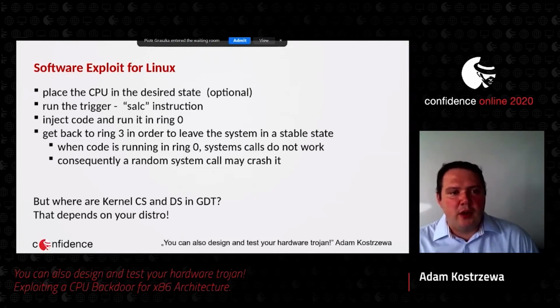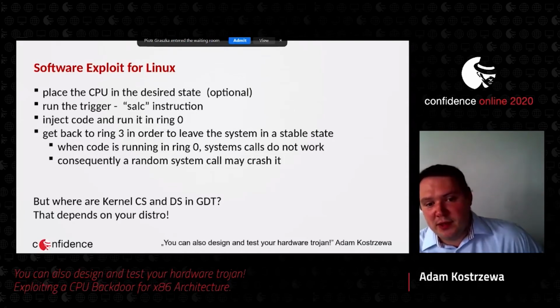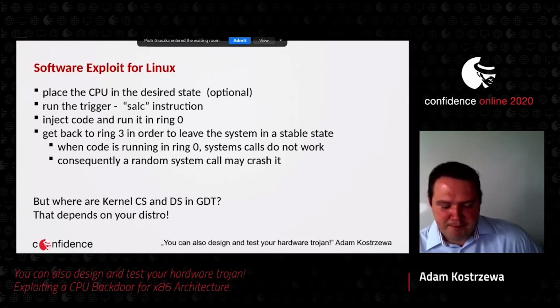So those are the goals of the software exploit. We'll first place the CPU in the desired state, then run our trigger, in this case the sulk instruction. Then we'll inject code and run it in ring 0. And then preferably one should go back to ring 3 in order to leave the system in a stable state. Because if you are in ring 0, then whoever has programmed kernel modules knows that system calls do not work, and it's very easy to randomly crash the whole system.